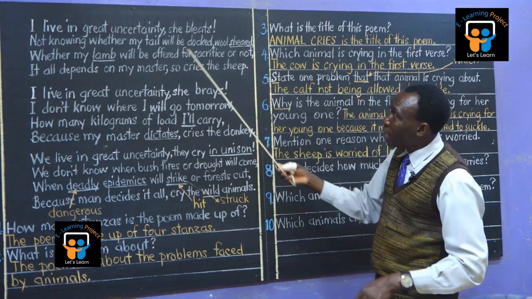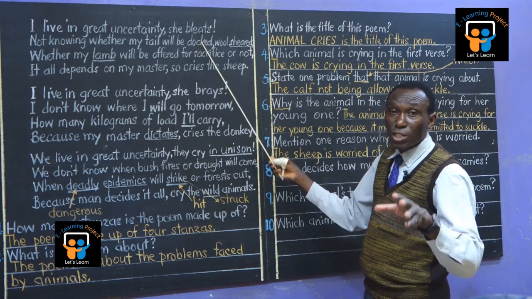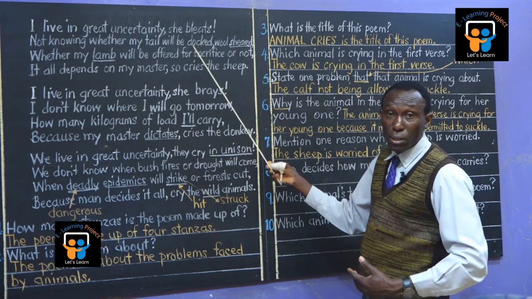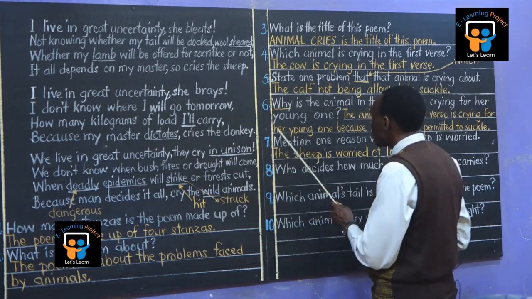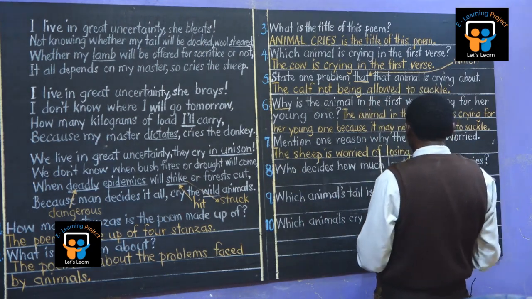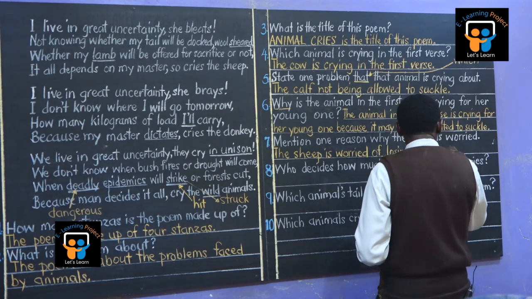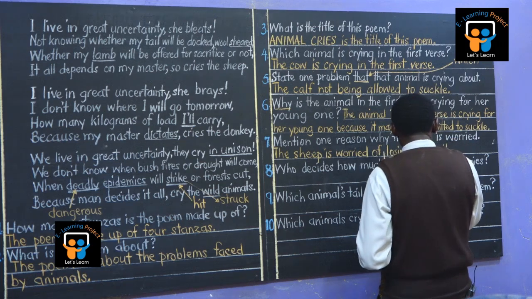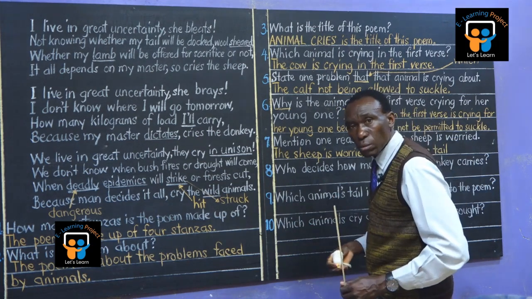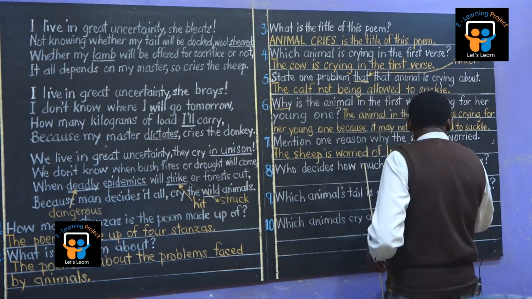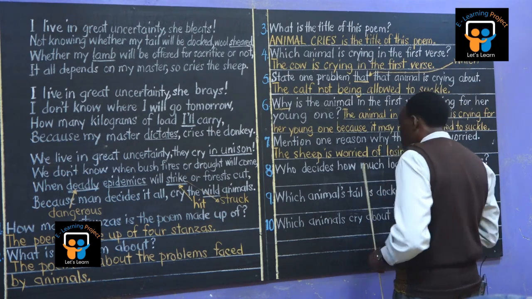Because if a tail is docked, then that sheep will have lost the tail. She will not have that tail. So you can say, the sheep is worried of losing her tail. You can say her tail by docking. Okay, but let's end here, of losing her tail, of her tail being docked.